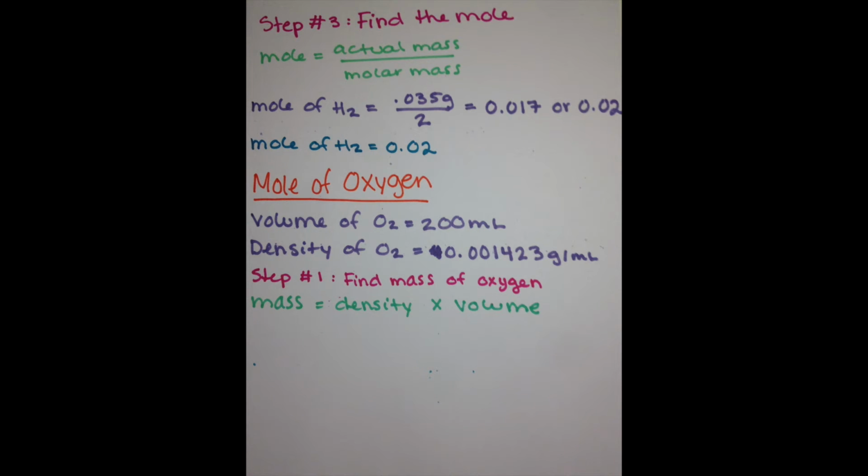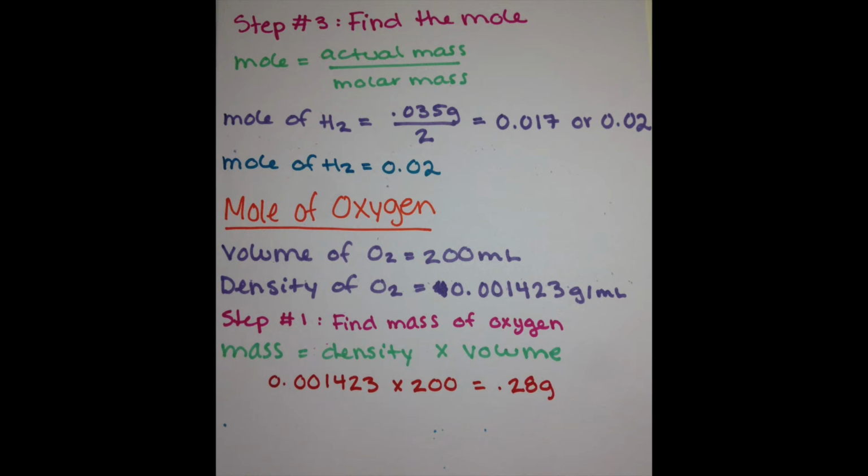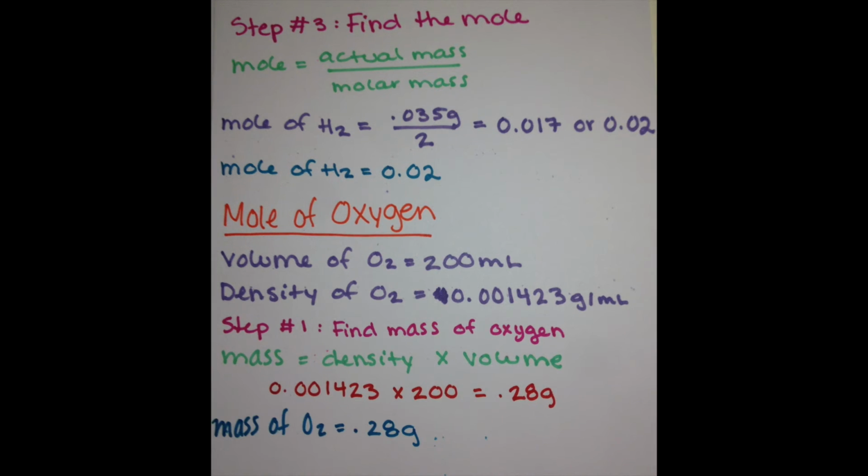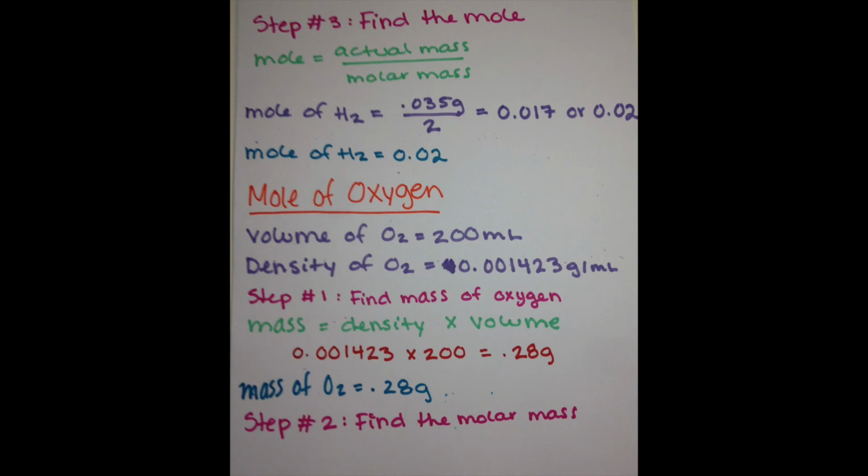The density of oxygen is 0.001423 grams per milliliter. The volume is 200. Thus, the mass is 0.2846 grams. This would be the actual mass. And in order to find the molar mass, we do just as we did with hydrogen.